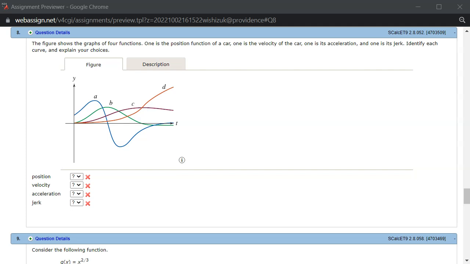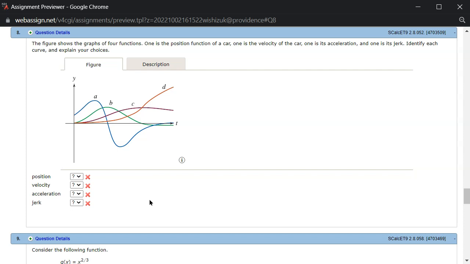All right, let's look at homework 2.8, problem number 8. We want to identify the position function, velocity, acceleration, and jerk. You can see that if you take the derivative of the position function, you get velocity. If you take the derivative of the velocity function, you get the acceleration. If you take the derivative of the acceleration, you're going to get jerk, right? So we just have to pay attention to the relationship between the original function and its derivative.